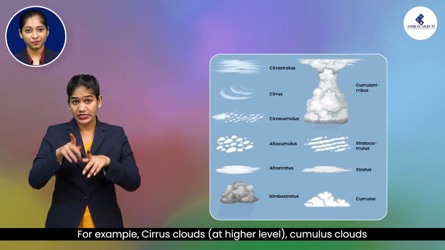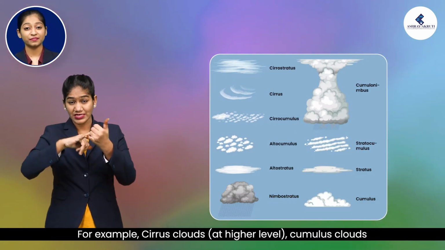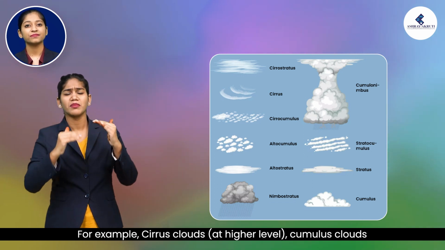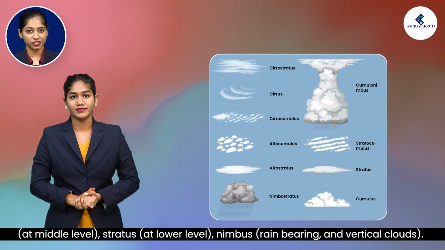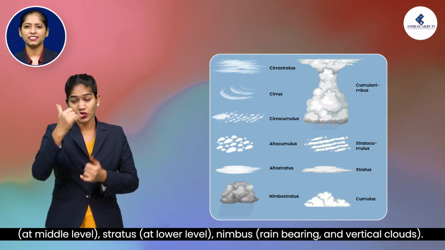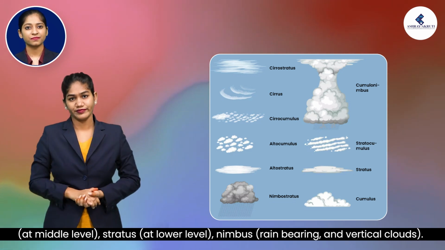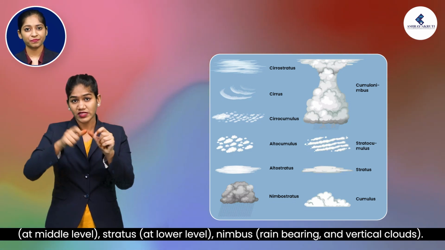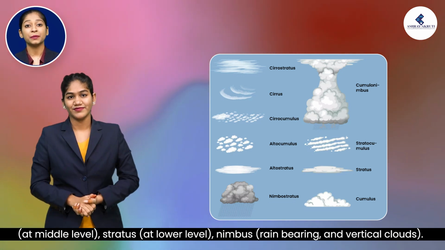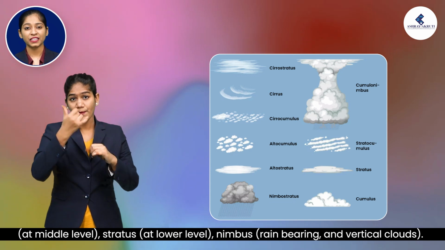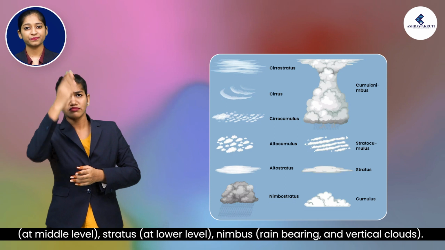For example, cirrus clouds at higher level, cumulus clouds at middle level, stratus at lower level, nimbus, rain-bearing and vertical clouds.